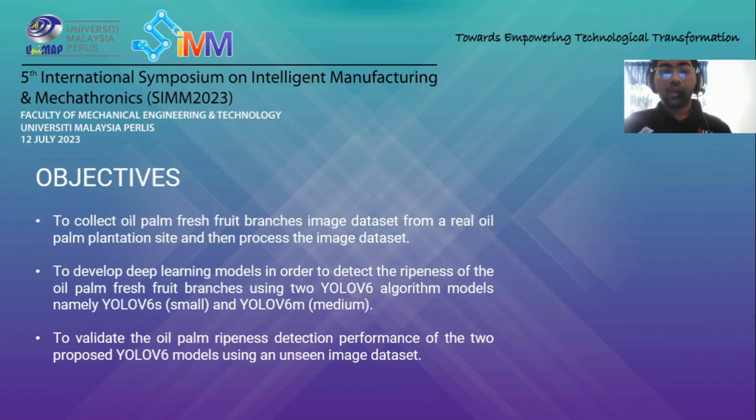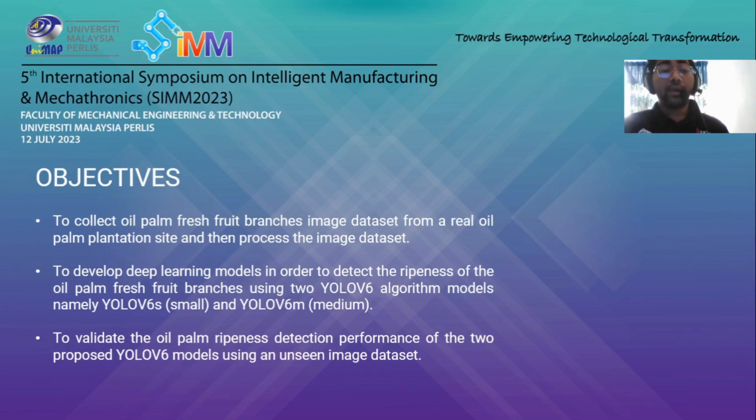Alright, next we have the objectives. So firstly, our aim was to collect an oil palm fresh fruit branches image dataset from a real oil palm plantation site and then process the image dataset. Then our goal was to develop deep learning models in order to detect the ripeness of the oil palm fresh fruit branches using two YOLOV6 algorithm models, namely YOLOV6S small and YOLOV6M medium. We will explain more on these two models later in our methodology section.